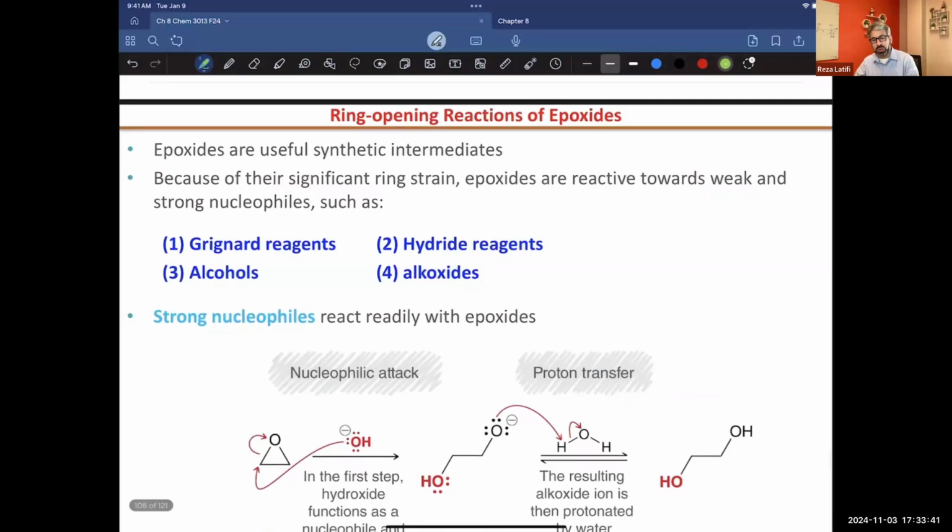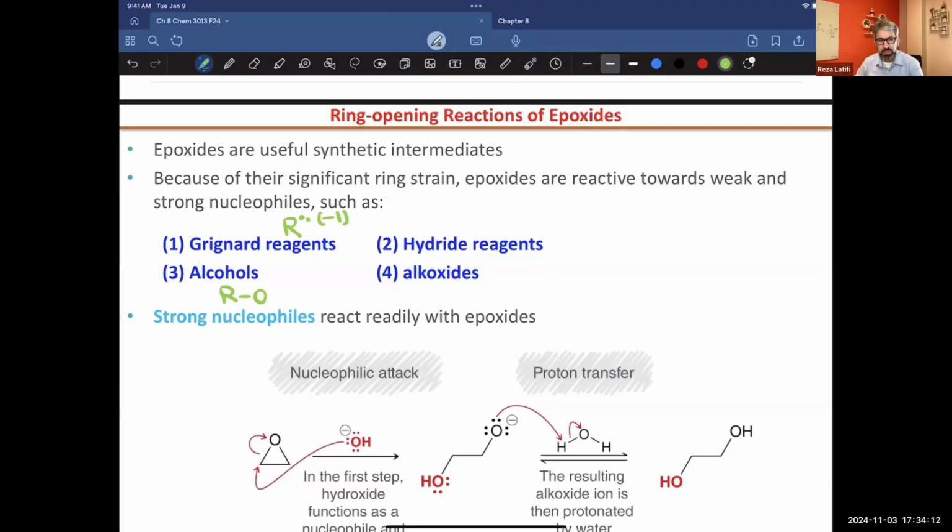Now, how can we open that ring? We can run it under acidic or basic conditions. For example, when it comes to a Grignard reagent, it will add R to the ring, and on the other side we will have alcohol. Alcohol, with a negative charge, will technically be added to the ring as RO, so we will get an ether and an alcohol.